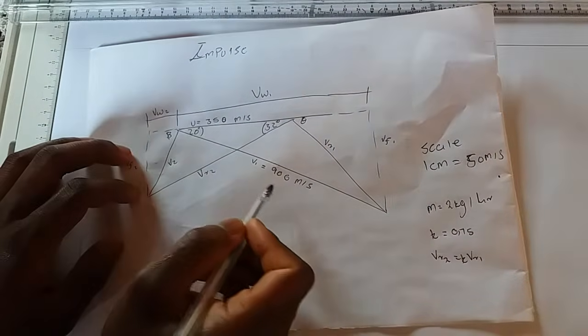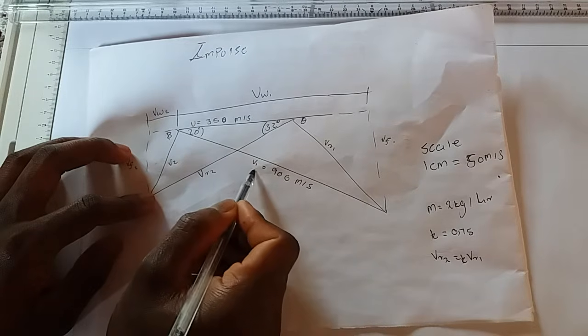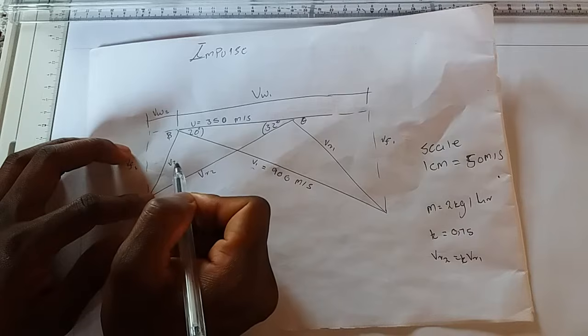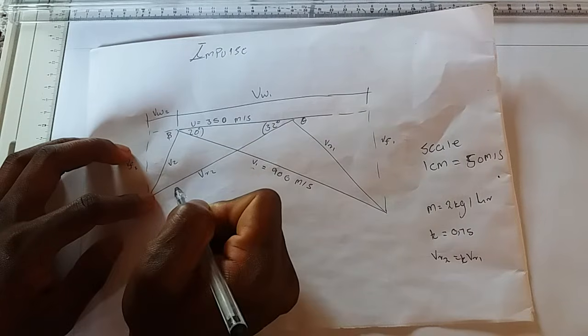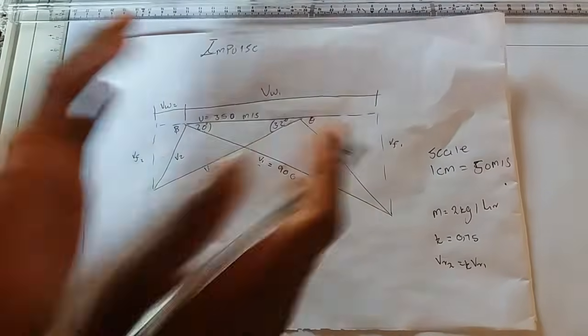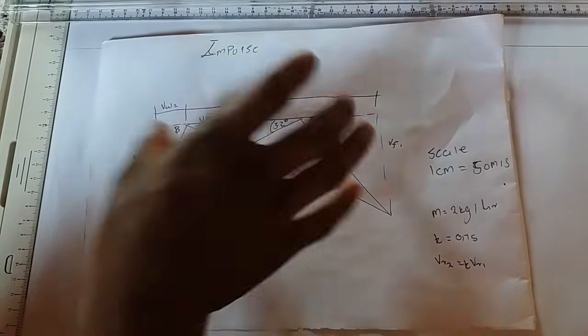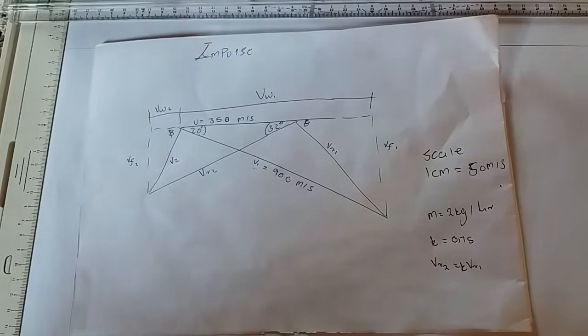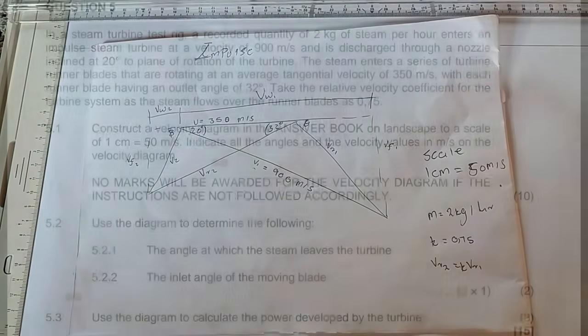So we know that they have given us V1. They also gave us the velocity of the blade and the outlet angle of the blade. And then this at the end, this is how we are going. This is the structure that we should end up with. So we continue to the questions.